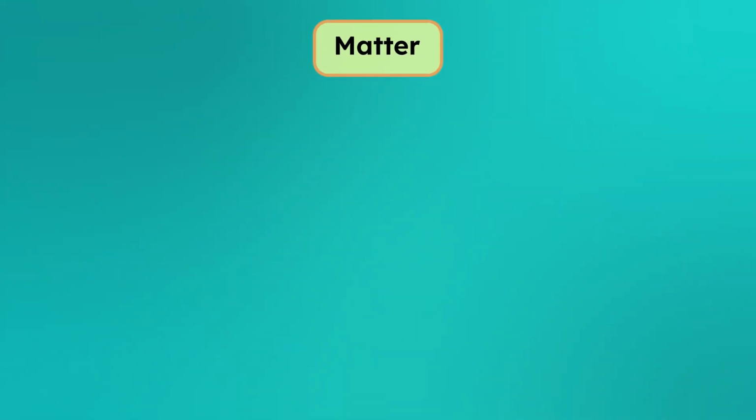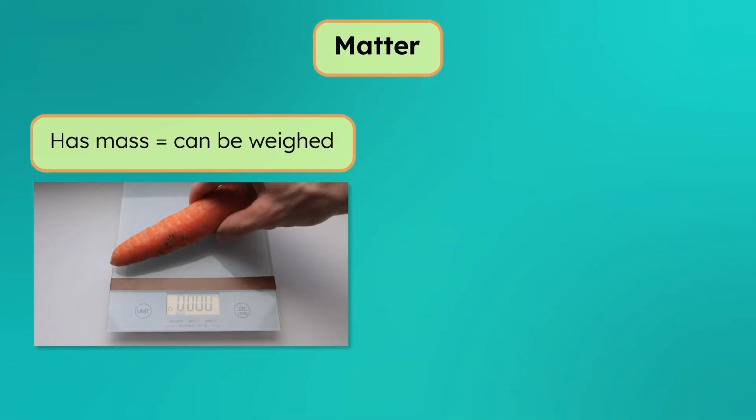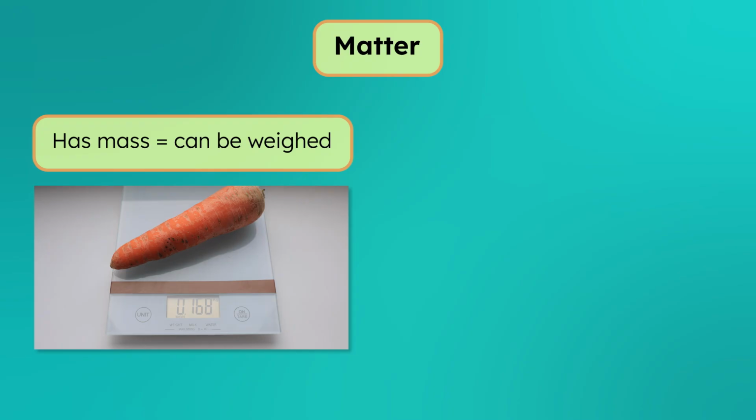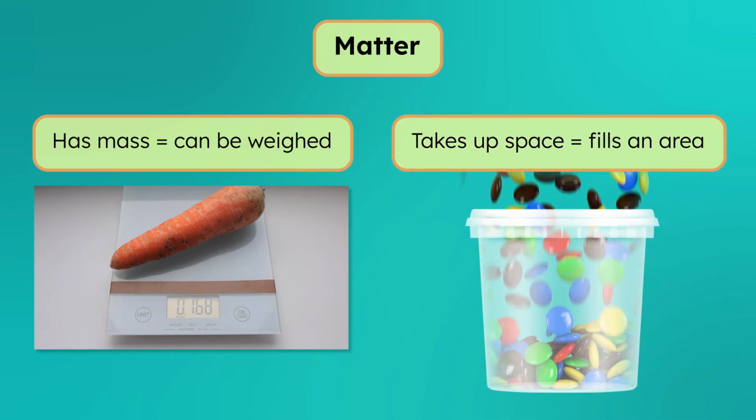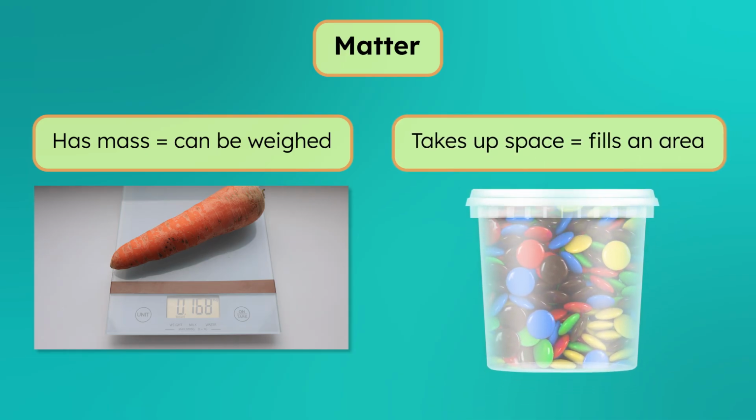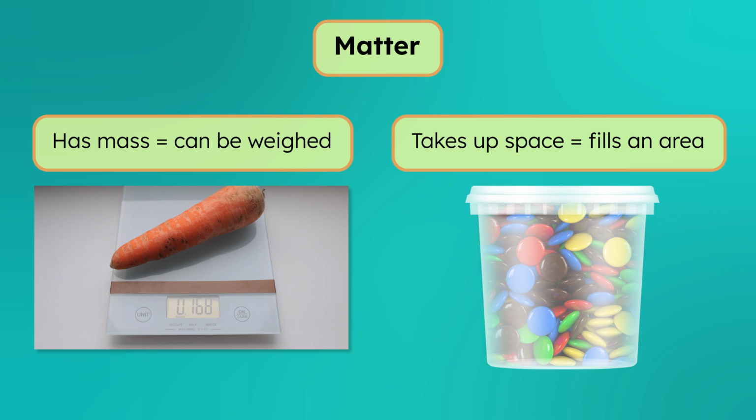Matter has two key properties. The first property is that it has mass, which means it can be weighed. So if something can be weighed, it has mass. The second property is that matter has volume and takes up space, which means it fills an area.